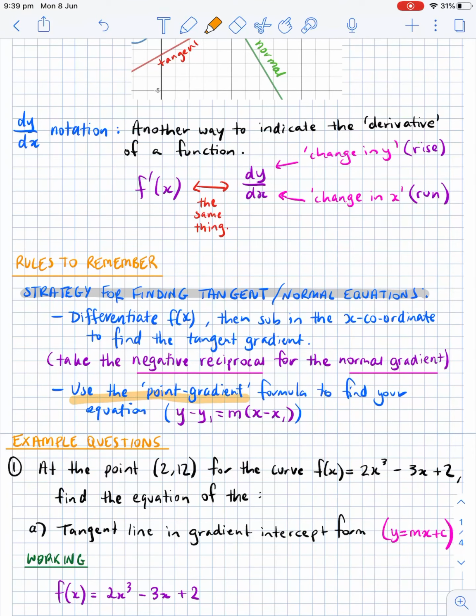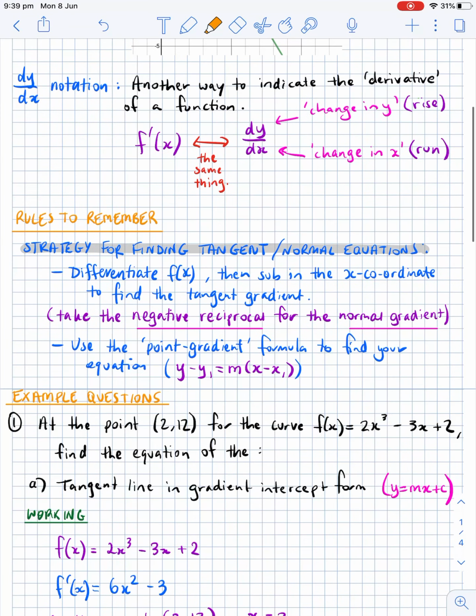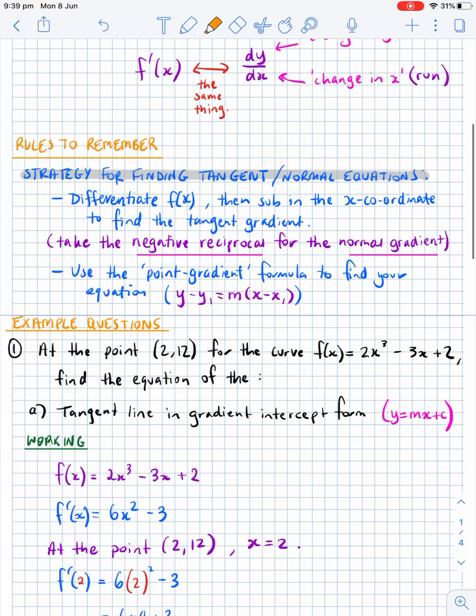Once you've got the gradient, you can use the point gradient formula to find your equation. We're typically going to give you a point, so you have y1 and x1, and then you've used your derivative to figure out your gradient, and then you can use that to figure out your equation. So for example, let's do some examples. At the point 2, 12, for the curve f of x equals 2x cubed minus 3x plus 2, find the equation of the tangent line in gradient intercept form. So we want it in y equals mx plus c form.